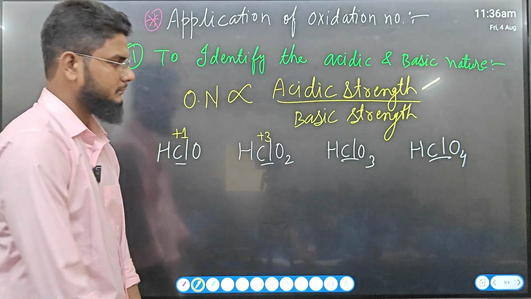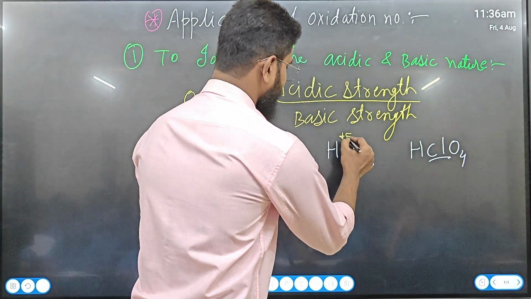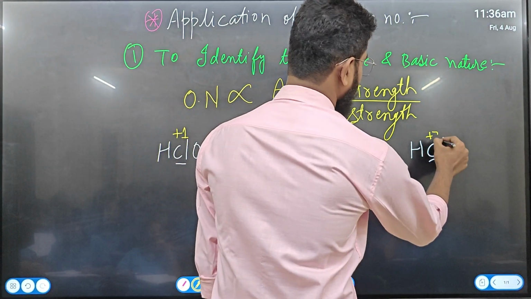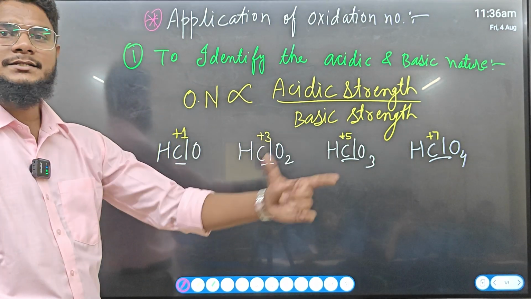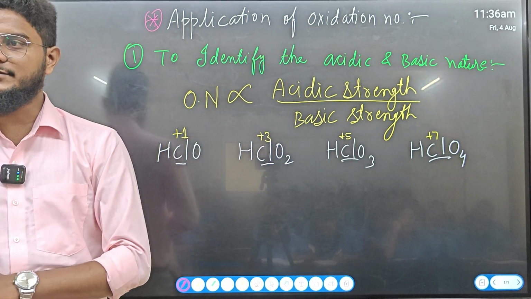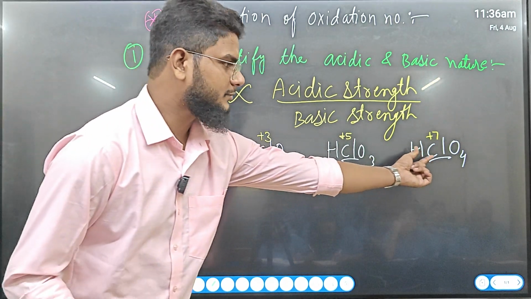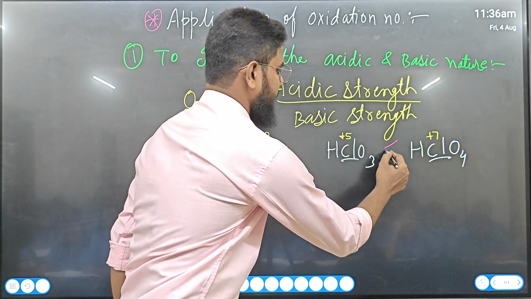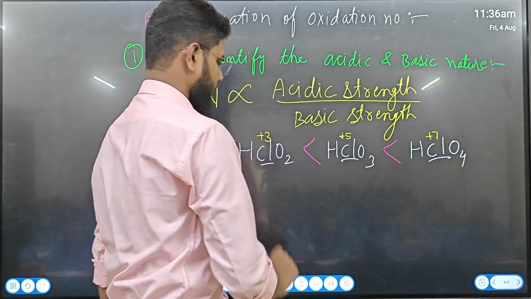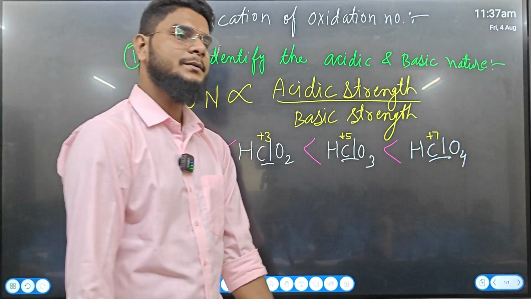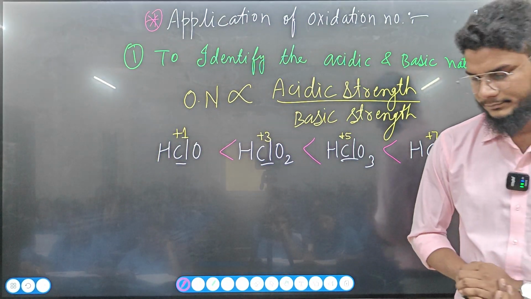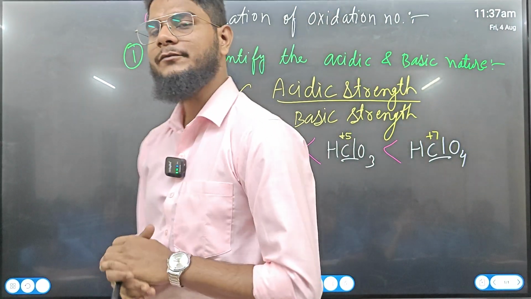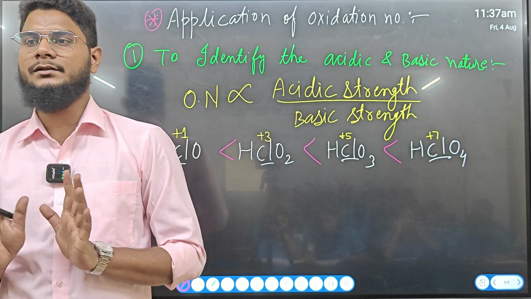+1 here, +3, +5, +7. So which one has the highest acidic nature, acidic strength? HClO4, right? Okay. Simple. Acidic nature means acidic strength is good. In this type of question like acidic and basic, simple, understand.